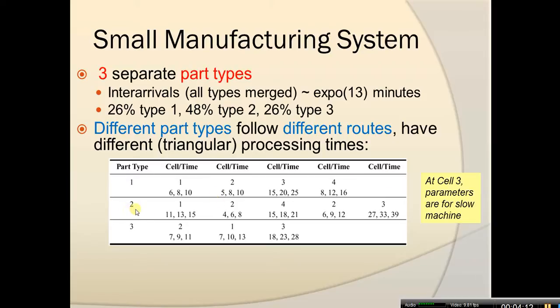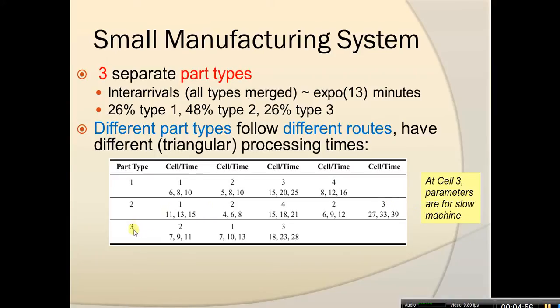And then for all parts 2, they first visit cell 1, then 2, then 4, and they come back again to 2 and are processed there again. But as you can see, they're processed with a different distribution. The parameters in the first entry into cell 2 of part 2 are different from what we see here as the returning time at cell 2. Then after the second time at cell 2, part 2 moves to cell 3, and after that it exits the system.